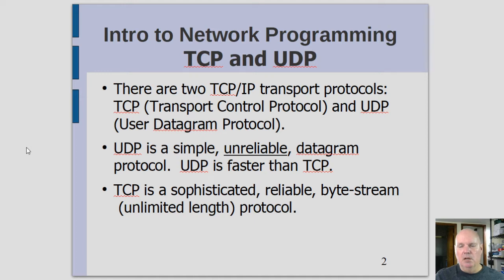TCP though is sophisticated, connection oriented, and reliable. It does error correction and checking. So if you use the TCP transport protocol, you don't have to worry about errors occurring. Those are automatically detected. Retransmissions occur automatically if there is an error in a particular packet. And all of that is hidden from the programmer. You don't have to worry about it, and that's kind of the beauty of it. We are going to focus in this course on using only TCP.